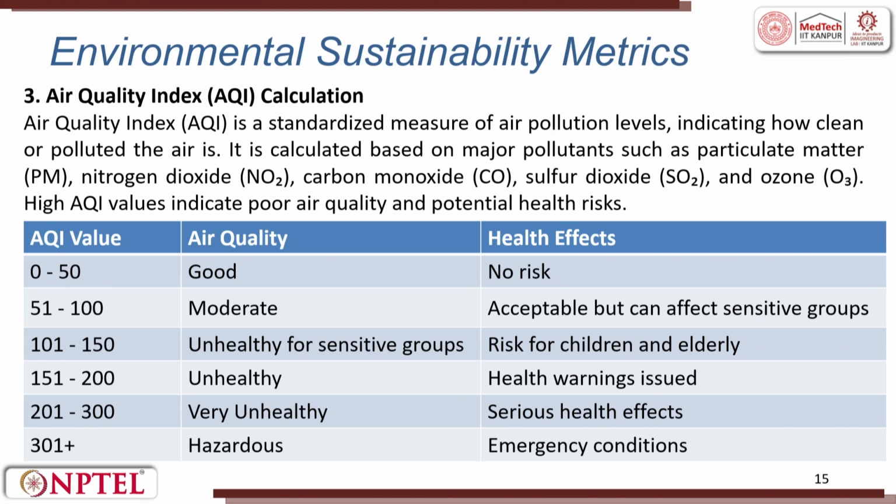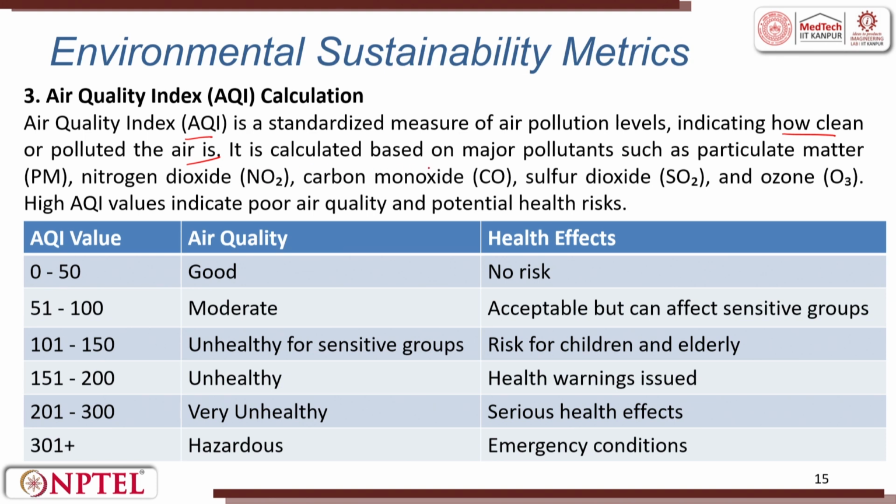Then comes air quality index. AQI or air quality index is a standardized measure of air pollution levels indicating how clean or polluted the air is. For example, at certain specific points in the city of Kanpur, AQI is around or more than 300. I have given the table here. At certain points when I went to Brampton in Canada, the AQI was only 4. It depends upon the quality of air we have.